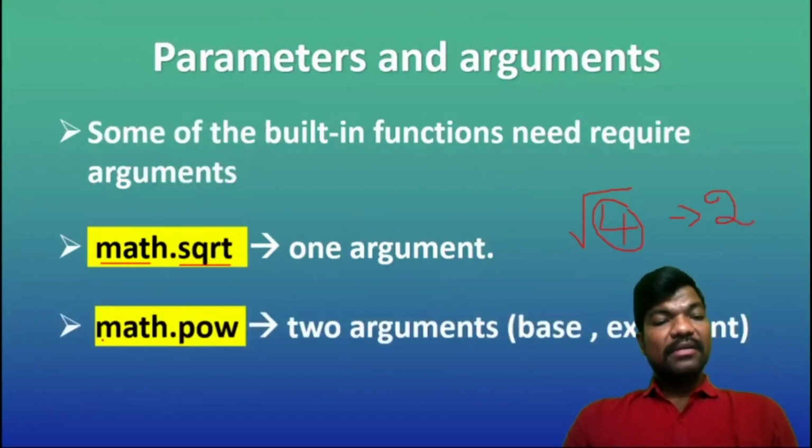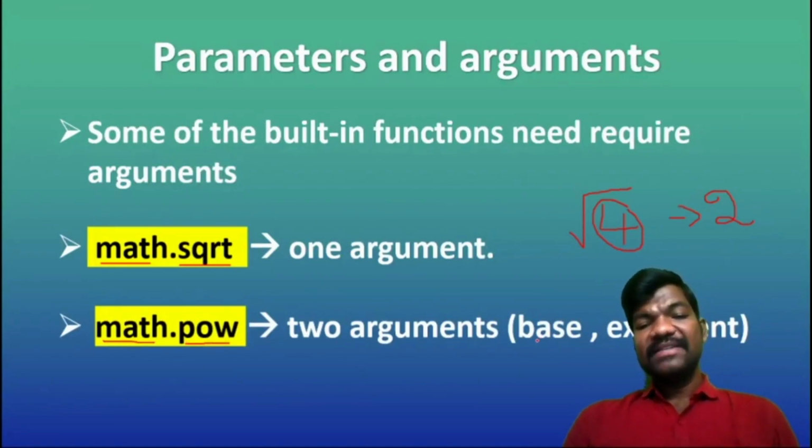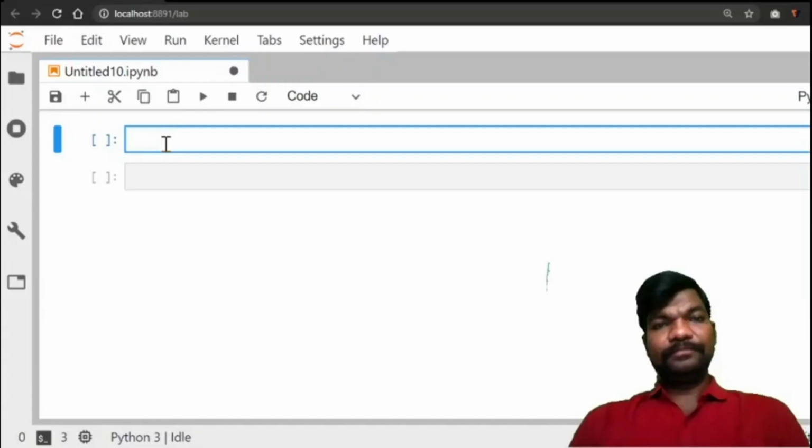Coming to the second one, same math module, you are calculating the power. Power means you need two arguments. One is the base, another one is the exponent. Suppose you want to calculate 2 squared. It means 2 is the base, this 2 is the exponent. So 2 squared is 4. How many values do you need? 2 values, 2 arguments. Okay, let's get into the examples.